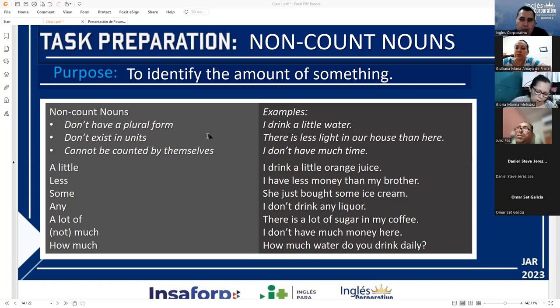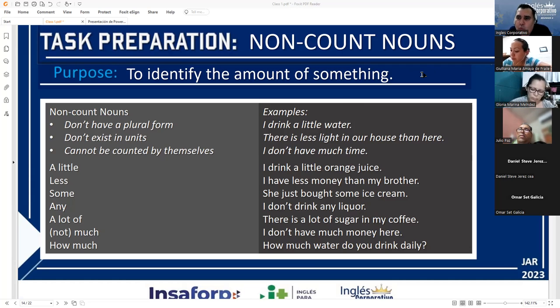Maybe you remember with count nouns, we use a few, many, how many, etc. With non-count nouns, we use a little, and less for the comparative. You have like this, I have like this. Let me see, put them together. Less, okay. This one has less than the other.